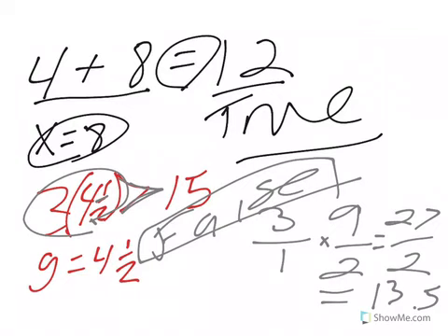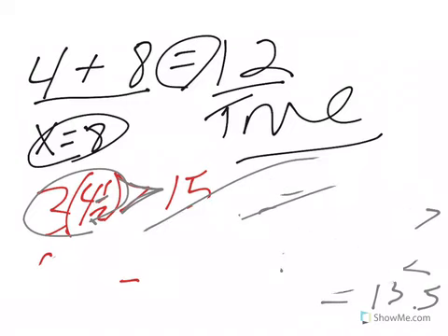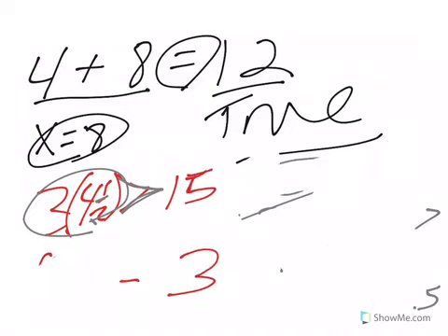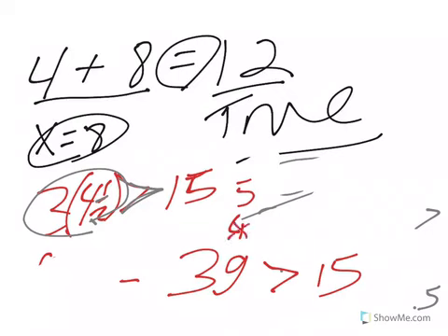So what would make this true? What would make 3 times g is greater than 15? What would make that true? Could we put a 4 in for g? 3 times 4 is 12. Nope, that's not greater than 15. Could we put a 5 in for g? 3 times 5 is equal to 15, so it's not greater than 15.